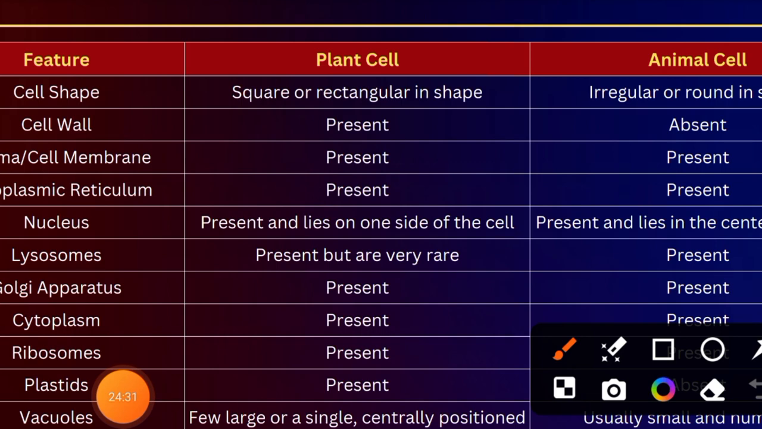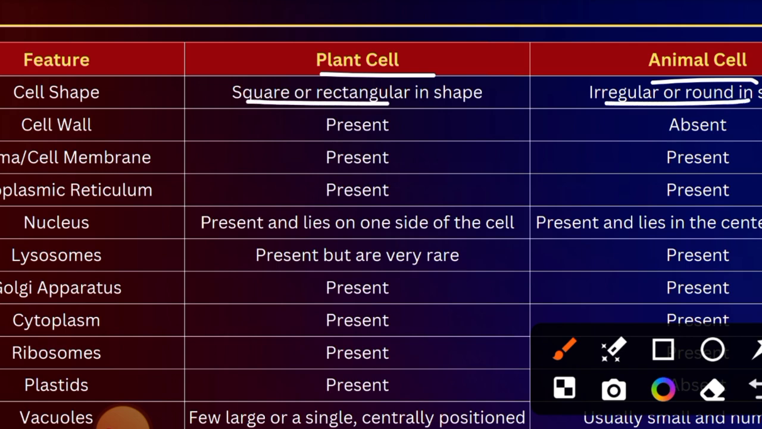Feature: plant cell and animal cell. So this is the differentiating table which differentiates between plant and animal cells. See, cell shape. In plants, the cell shape can be square or rectangular, while in animals it is irregular. Cell wall is present in plants, and cell wall is absent in animals.